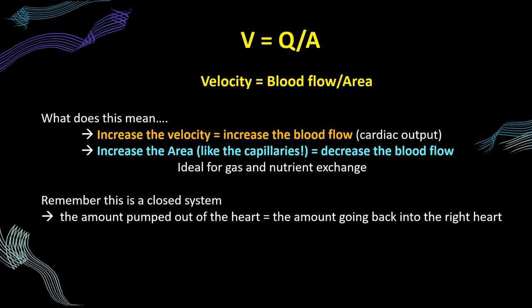This is really good for gas exchange. We want everything to slow down so that we have time for the exchange of oxygen and carbon dioxide in the capillary system. So that makes sense. It works well. We always have to remember that this is a closed system. The amount that's pumped out of the heart on the left side is going to equal the amount coming back on the right side. I know that sounds intuitive, but they actually ask about that in some boards questions because we tend to forget that the amount going out is going to equal the amount coming back.